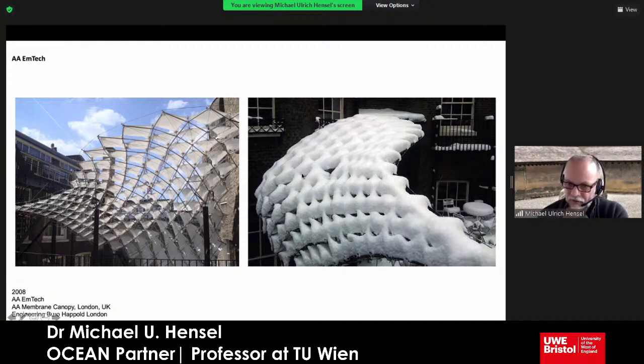Some unexpected things always happen. This was the winter with the most snow ever in London, and I remember that between Christmas and New Year's, I had to go there with our engineers from Buro Happold and evaluate whether we should cap the tension cables here and let the whole thing drop into the courtyard, because it was beginning to be dangerous. But fortunately, we didn't have to.